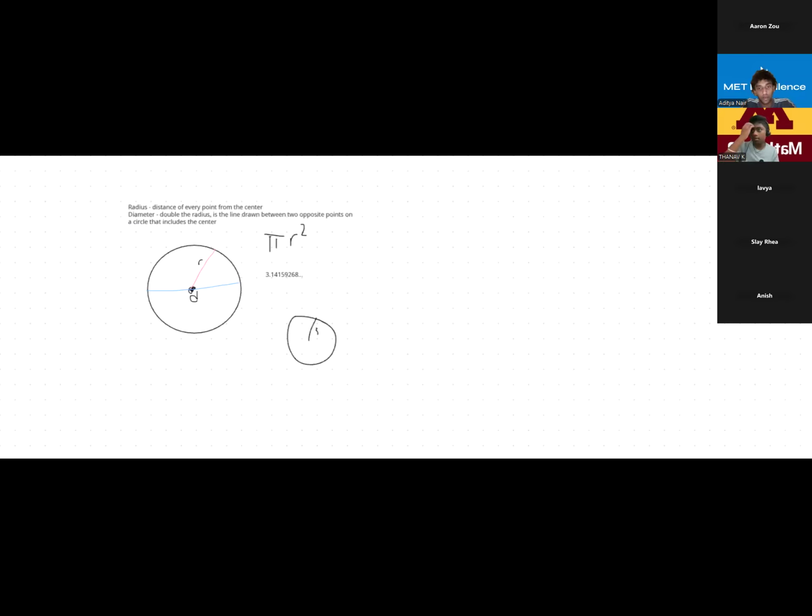Okay, I see 6 pi. 28.2. So, okay, 6 pi, 6 pi. All right. So I'm seeing a lot of 6 pi's in the chat. 28.2.